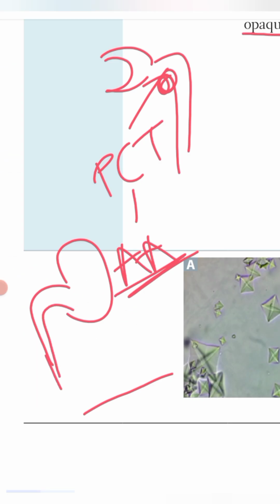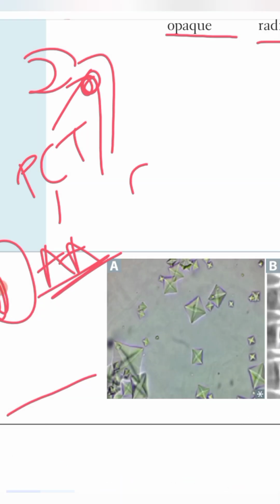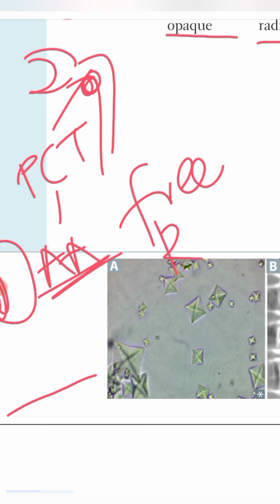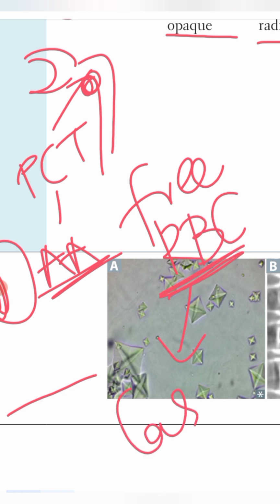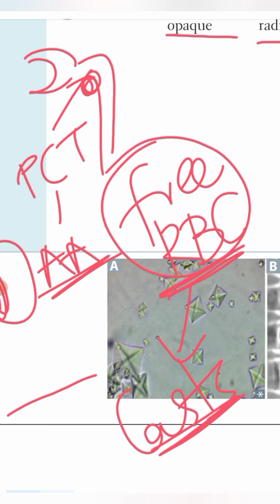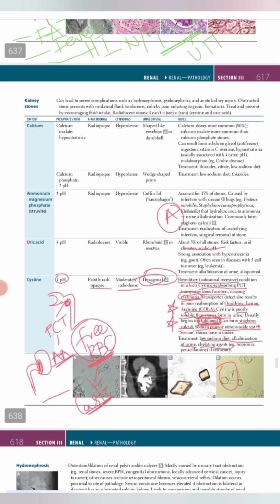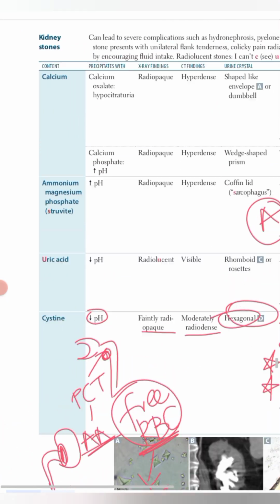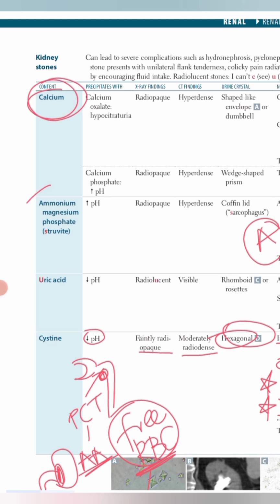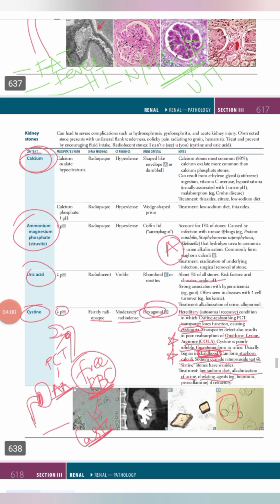If there is stone formation, we will see dilatation of pelvises, calyces. Ureter can also be dilated, and on urine analysis, we will see free red blood cells. While in glomerulopathies, we saw the RBCs were in the form of casts, while in the case of kidney stones, we will see free red blood cells in the urine due to hematuria. So that was all about kidney stones, in which calcium stones are most common, then struvite, then uric acid, and the cysteine stones are the least common.